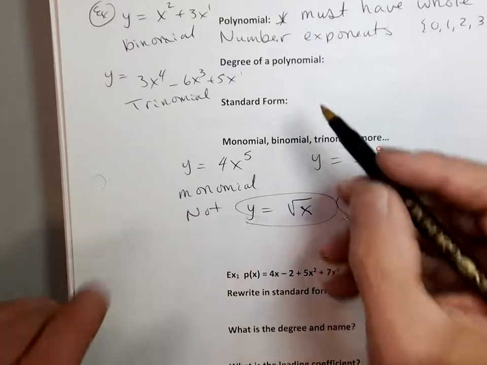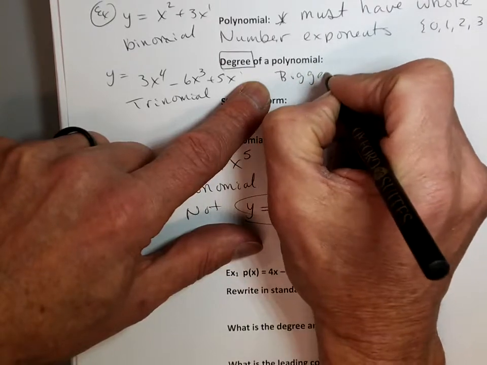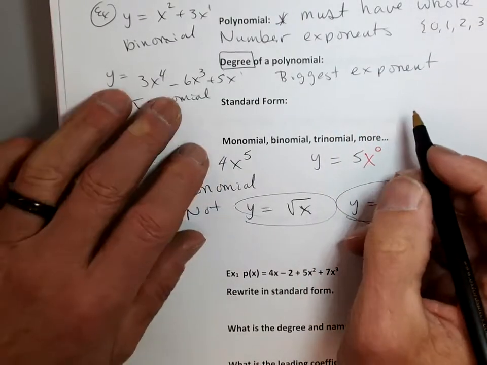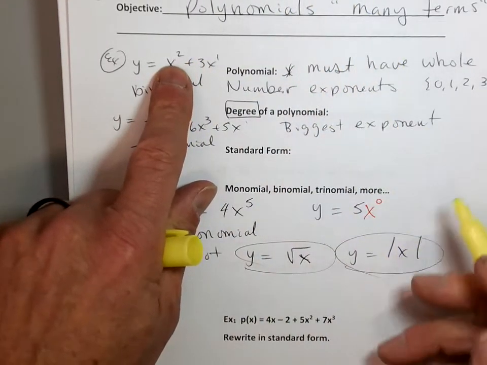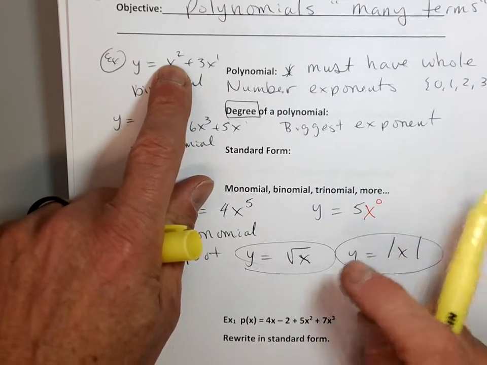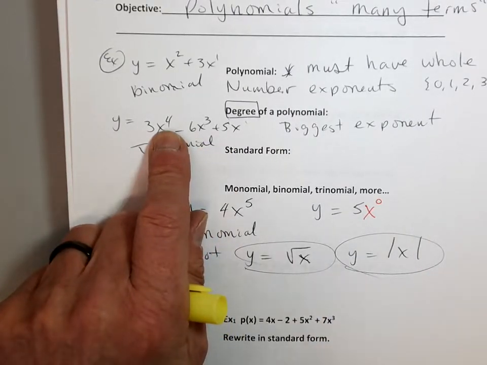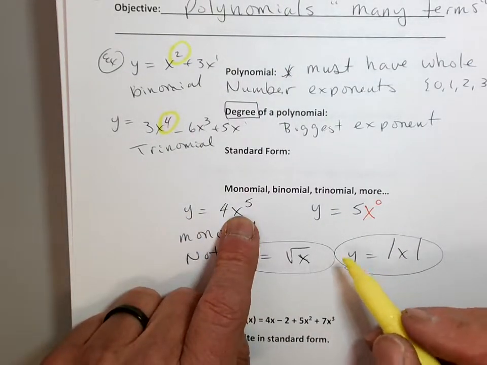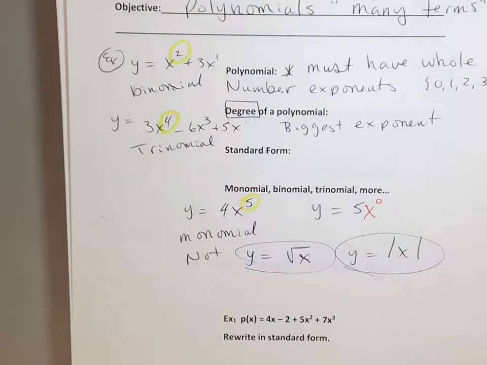So, back to the degree. The degree of the polynomial is the biggest exponent. Right? The degree is the biggest exponent. So, for example, I've got a few examples up here. The degree of the first example is 2. The degree of this polynomial is 4. It's just the biggest exponent that makes the degree. The degree of this one is 5. That's it. It's easy, isn't it? The degree of this polynomial is 0. It's that easy.